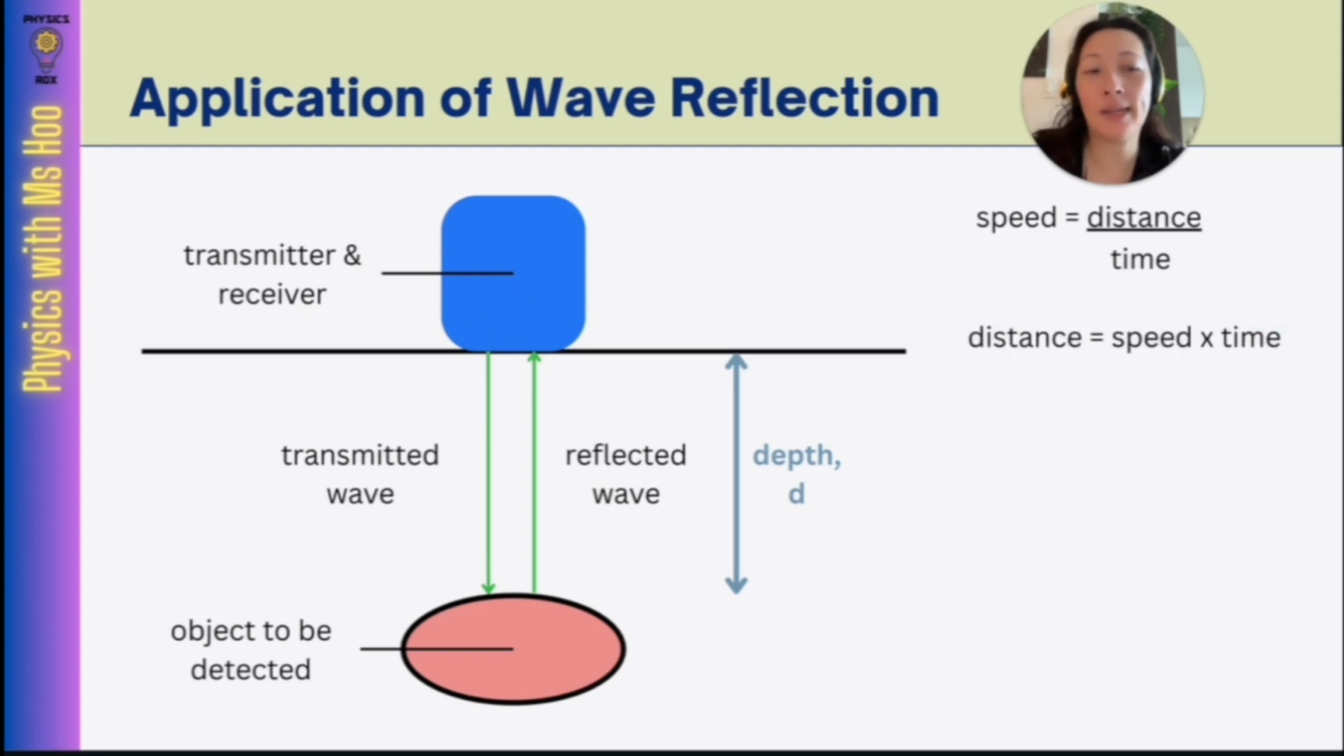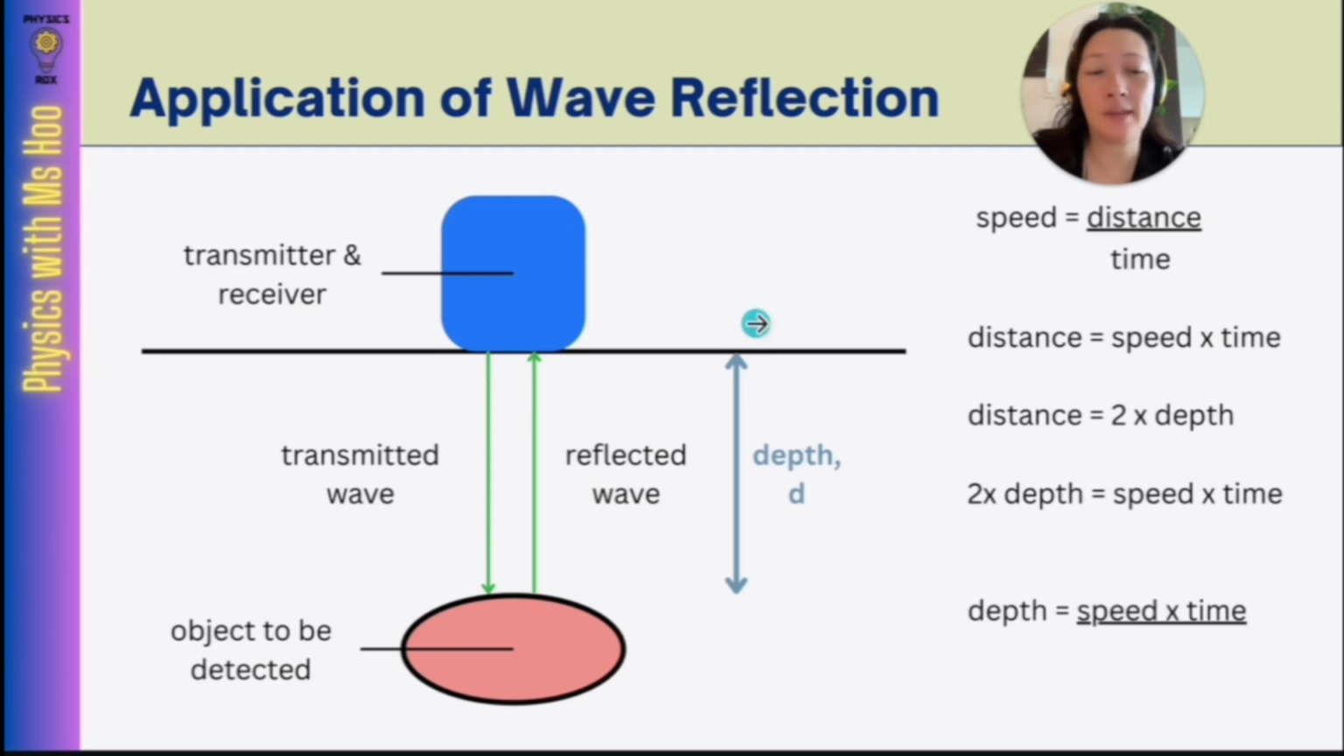Modifying the formula, we get distance equals speed times time. But if you observe how the wave travels, the distance is actually double the depth because the wave has traveled down and back up. So distance in this formula is actually 2 times that of depth. So taking this and substituting it into this formula, we get 2 times depth equals speed times time. So to get the depth, meaning how far the object is away from the transmitter and receiver, we just need to take speed times time divided by 2.